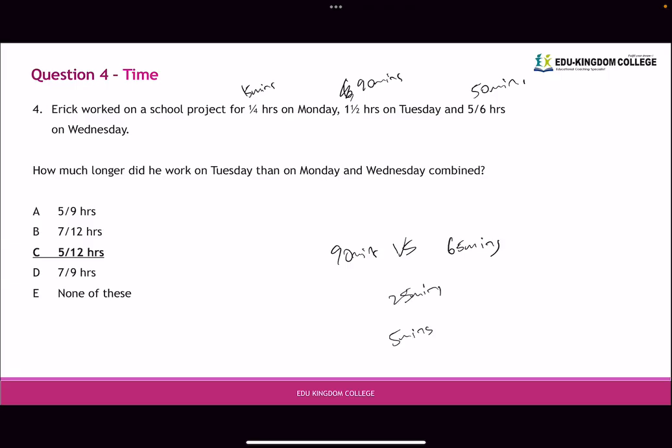5 minutes equals 1 on 12 hours. So 25 minutes equals 5 times that. So 5 on 12 hours. So part C.